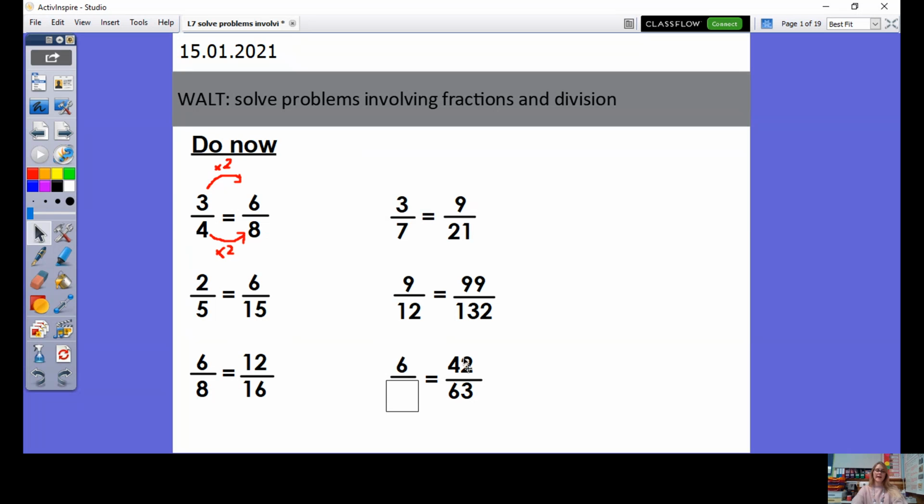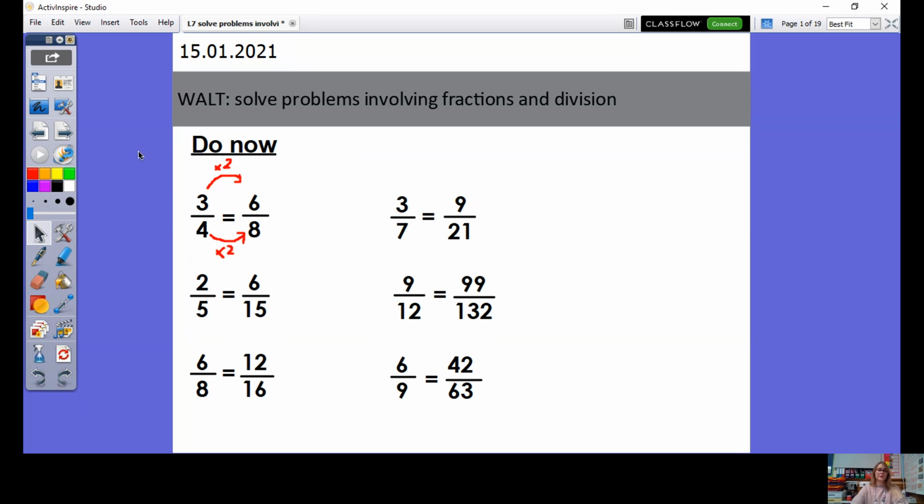Okay, and finally, I had 42 and 6 as my numerators. So 42 divided by something equals 6. 42 divided by 7 equals 6. So 63 divided by 7 as well is also equal to 9.